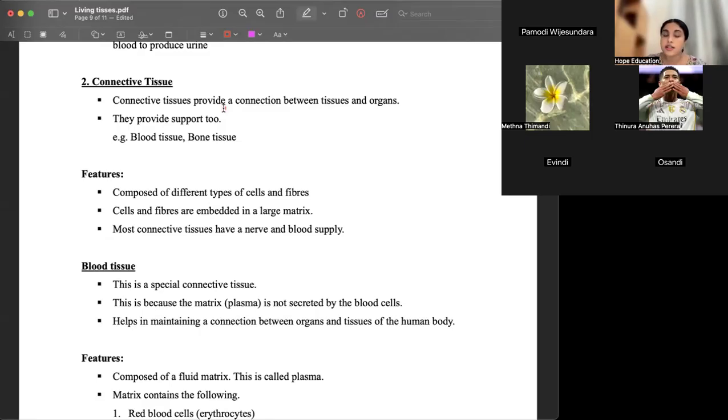Your brain, heart, lungs, liver, stomach, digestive system, legs, hands, eyes, ears, all of these organs are connected to each other by blood, because there is a blood supply everywhere. Except for epithelial tissues, almost everywhere has a blood supply. The blood makes connections everywhere. Therefore, blood tissue is an example of a connective tissue. You can highlight that, and I will highlight it too.